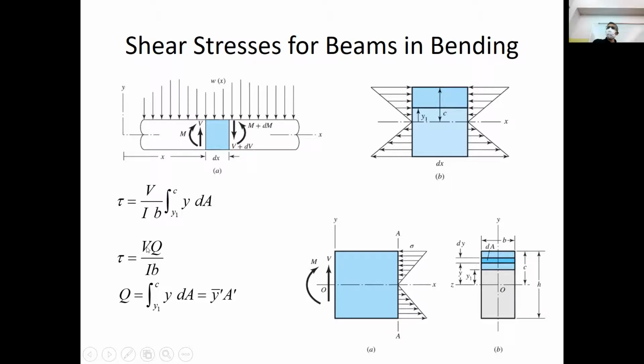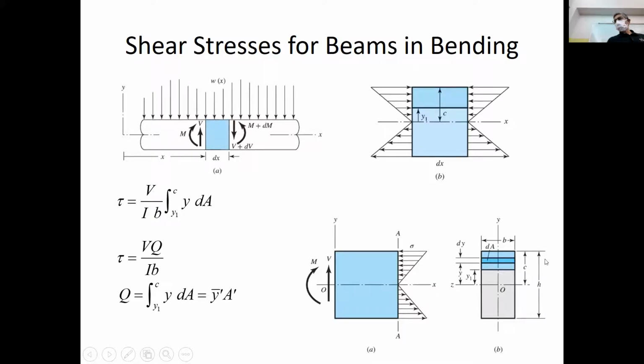So I multiply the internal shear force V times Q, divide by the moment of inertia, and divide by the width of the section. In this case, it is b because I have a rectangular section. Something that you ought to remember: the maximum shear stress for a rectangular section in bending acts at the centroid and is equal to 1.5 times the shear force divided by the area.